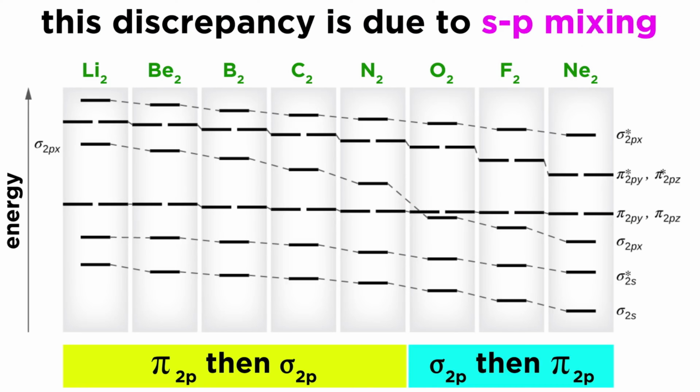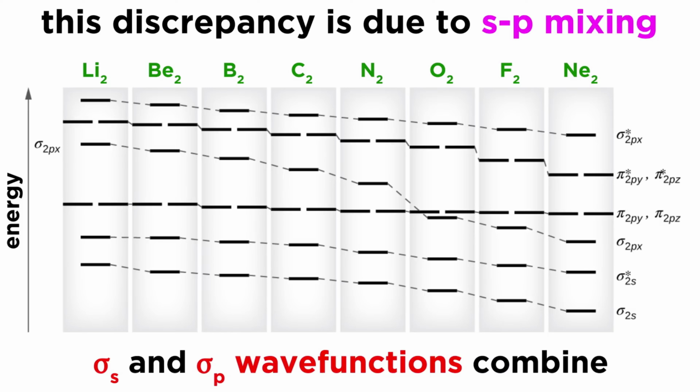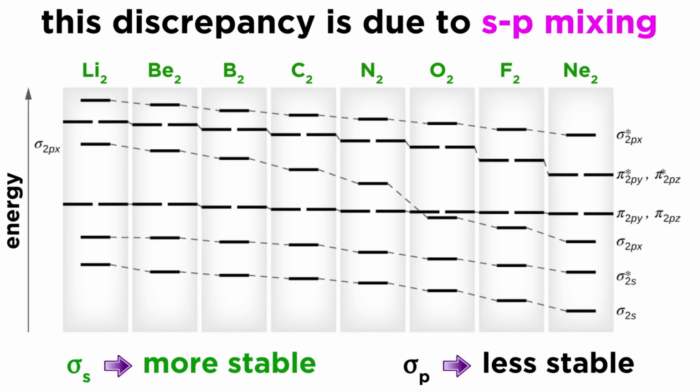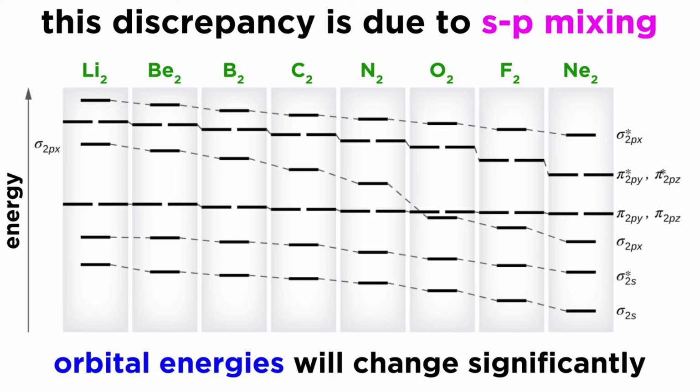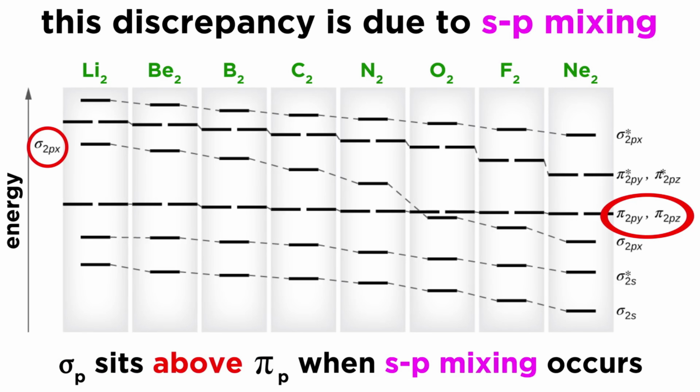This discrepancy is due to a phenomenon called sp mixing, which influences the energies of these molecular orbitals. This happens when the sigma s and sigma p wave functions combine in such a way that the sigma s orbital becomes more stable and the sigma p orbital becomes less stable. As a result, we see the sigma s and sigma s star orbitals going lower in energy and the sigma p and sigma p star going up in energy. So much so that the sigma p orbital now sits above the pi p orbitals.